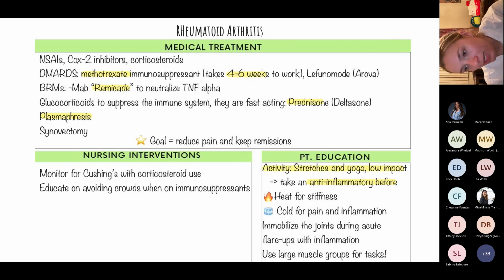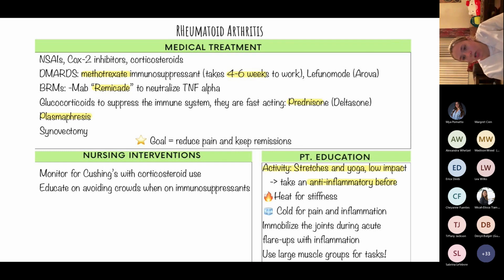Activities that are really good for these patients: it's a chronic disease, so we want them to still keep moving, still keep exercising, stretch, do yoga. Swimming is really, really good because it's low impact. But it's going to be pretty painful for them to do these things, so have them take an anti-inflammatory beforehand. Good rule of thumb, if it's really, really stiff, we're going to give heat. If it's painful and inflamed, we're going to give ice. But we can alternate, okay?